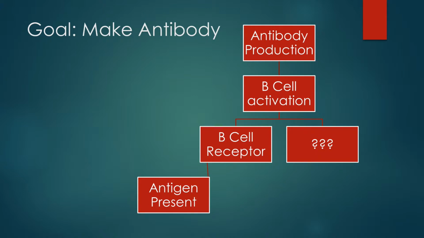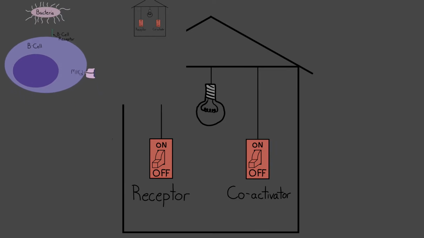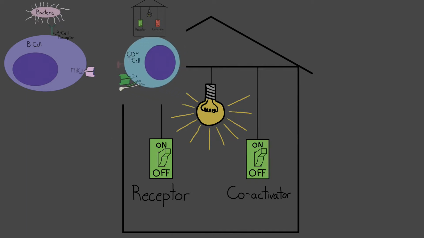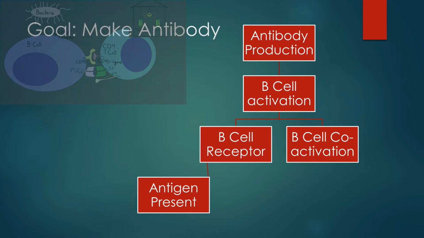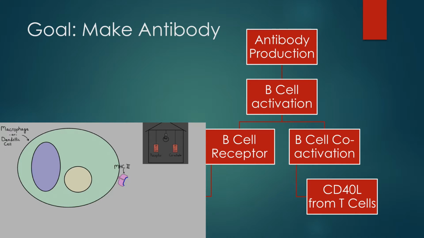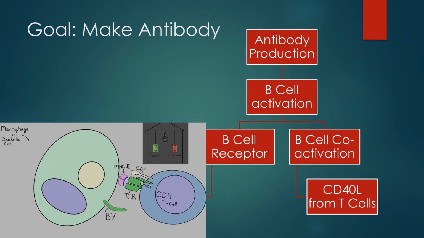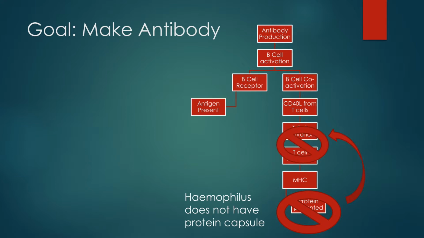But what do we need to activate B cells? Let's think back to the two-switch analogy. We need first a B cell receptor. Okay, check. And the second thing we need is a co-activator. This comes from T cells. Yes, to get full B cell response, CD4 T cells are necessary. Okay, how do we get this? Well, if we recall, CD4 T cells use MHC class II, and MHC class II binds peptides. Our Haemophilus capsule is a polysaccharide and does not contain protein. As it currently sits, the T cells will not be activated. So what can we do?